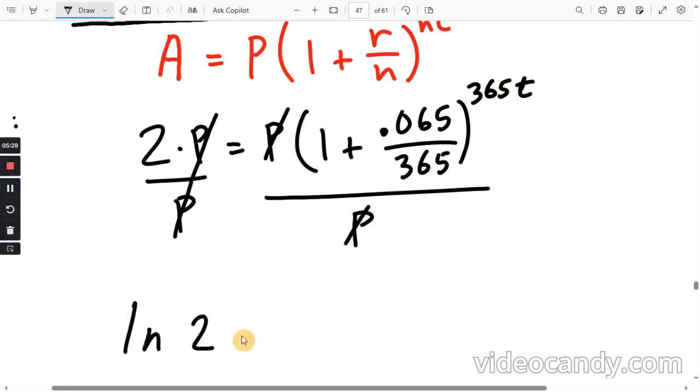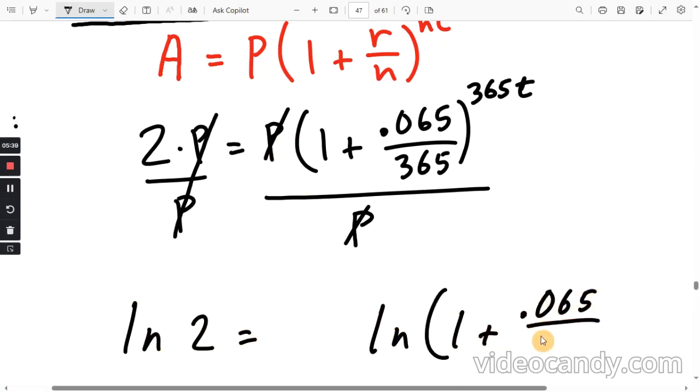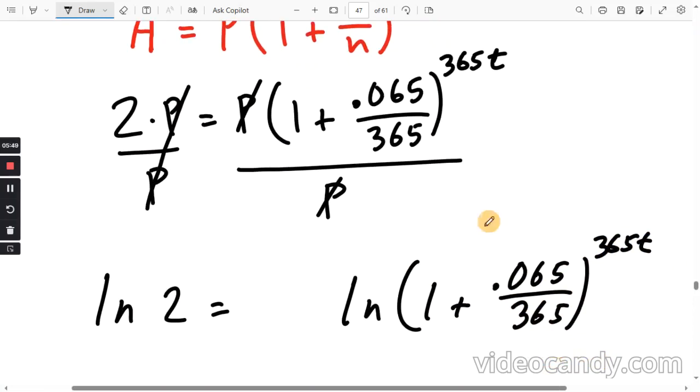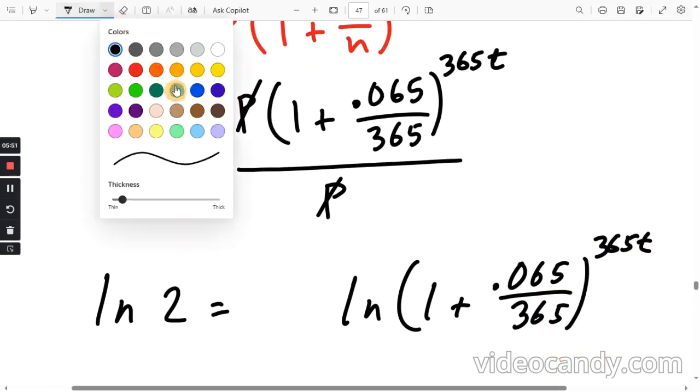Okay, if we do natural log here, you want to do natural log here. So we have ln of 2, and leave some space here. We're going to do ln of 1 plus 0.065 divided by 365. And the exponent here is 365t. All right, power rule, exponent rule, either one. I'll do it in a different color.